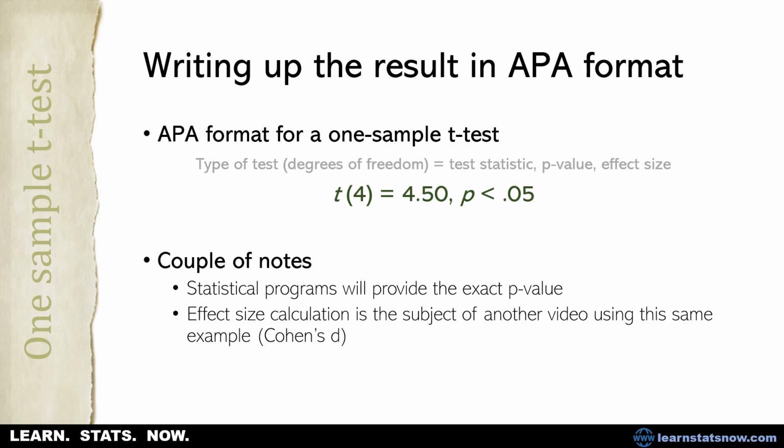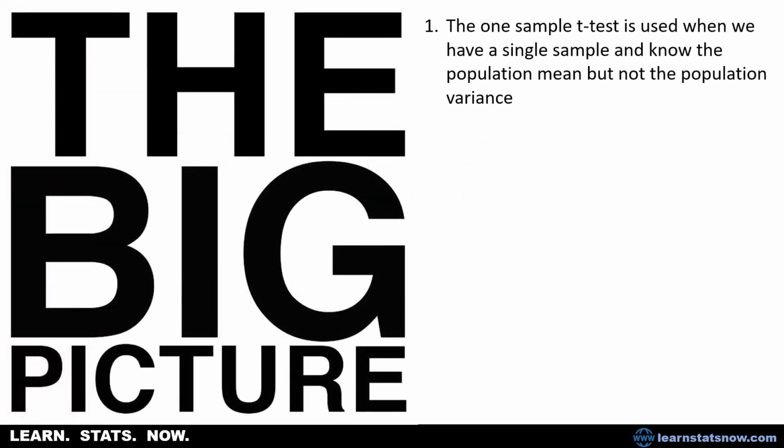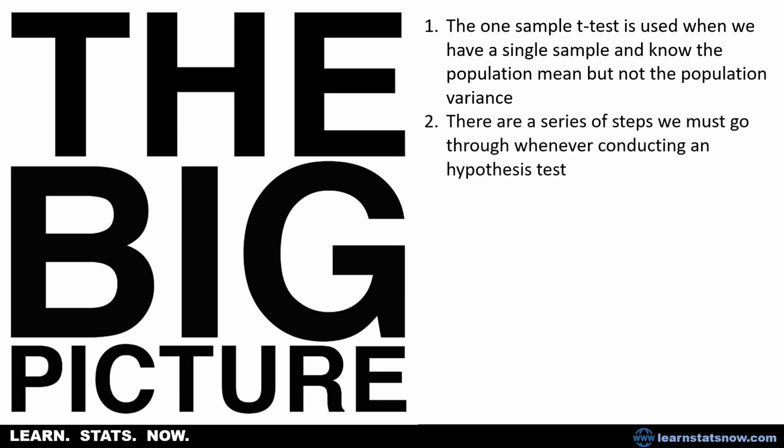So big picture, the one sample t-test is used when we have a single sample and we know the population mean, but not the population variance. There's a whole series of steps, remember there were 10 of them, that we must go through whenever we're conducting a hypothesis test. And then the last one, this 10th step, which I didn't really talk too much about here, is to then take a look at the results, go back and reevaluate any theory that might be affected by those results, and then design new hypotheses. And that's sort of the feedback loop of the whole scientific process.